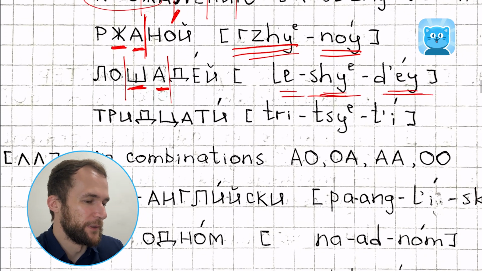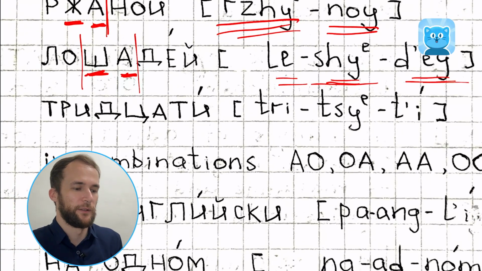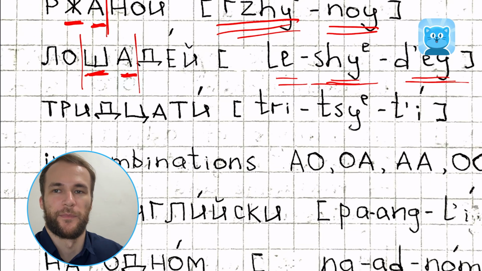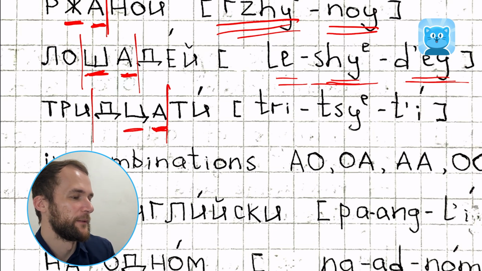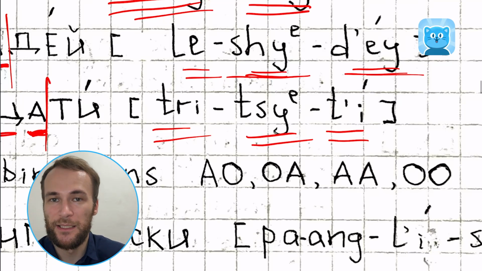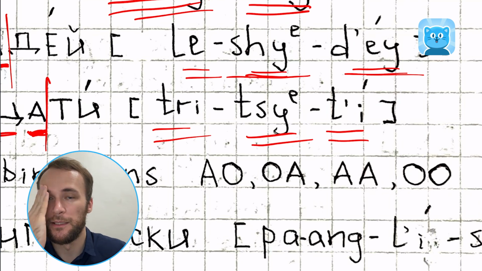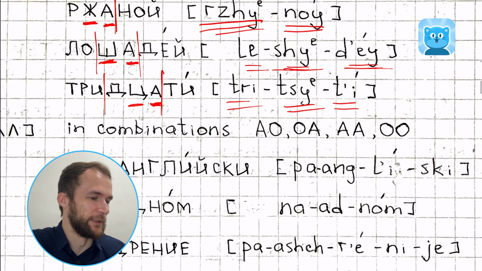And the last example here is тридцать. So тридцать, right? 1, 2, 3. Okay. So this one, ц and а. So again, тридцать. It's not тридцать, it's тридцать. Okay, good.